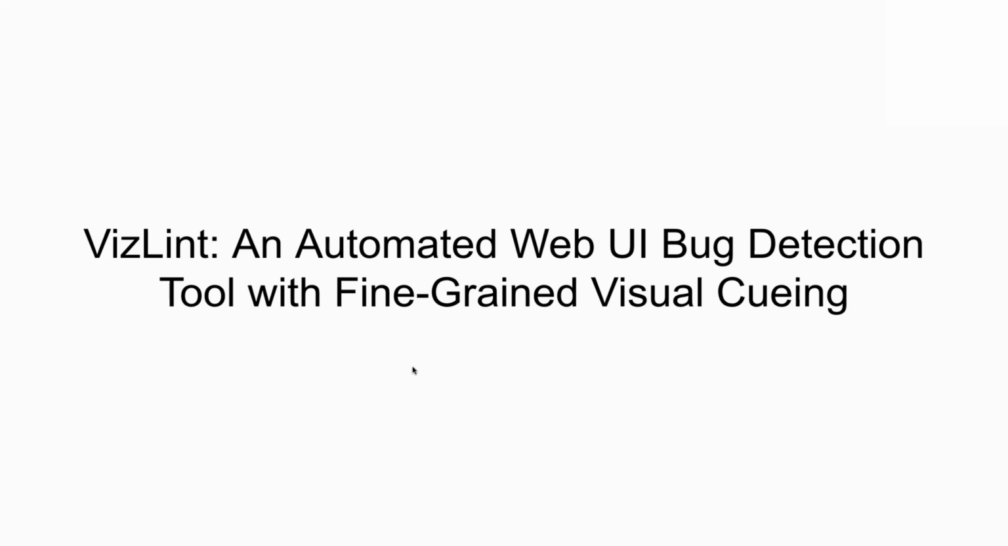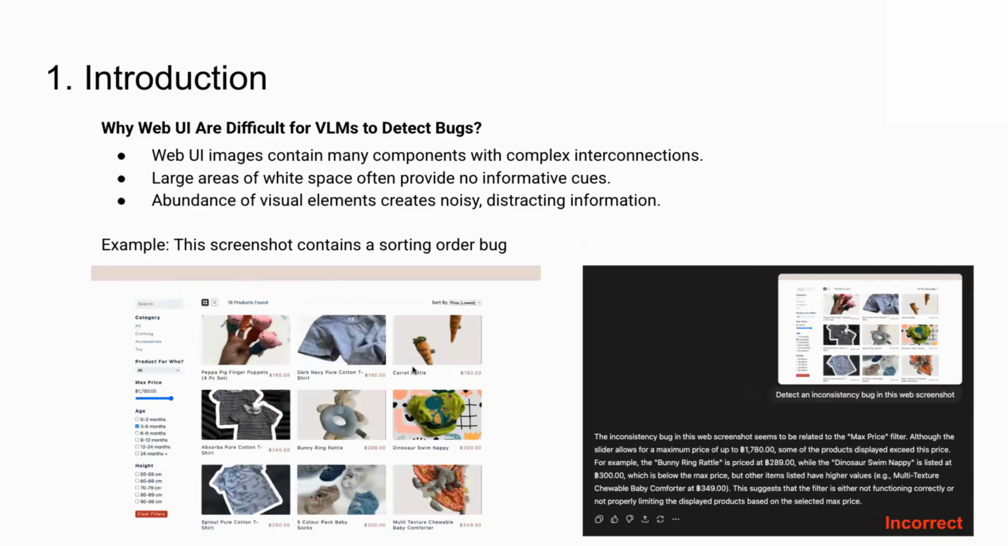Today, we're going to discuss VizLint, an automated tool for detecting bugs in web UI design. Currently, vision language models are not very good at detecting bugs in web UI. So what is the reason behind this?